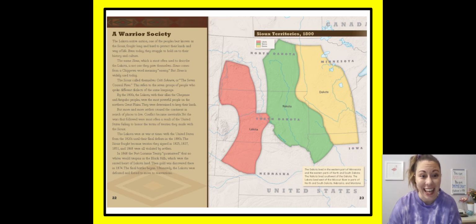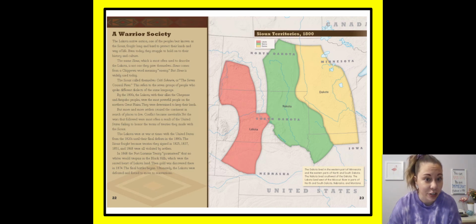A warrior society. The Lakota Native Nation, one of the people best known as the Sioux, fought long and hard to protect their lands and way of life. Even today, they struggle to hold on to their history and culture. The name Sioux, which is most often used to describe the Lakota, is not one they gave themselves. Sioux comes from a Chippewa word meaning enemy, but Sioux is widely used today. The Sioux called themselves Oceti Sakowin, or the Seven Council Fires. This refers to the 7 groups of people who spoke different dialects of the same language.